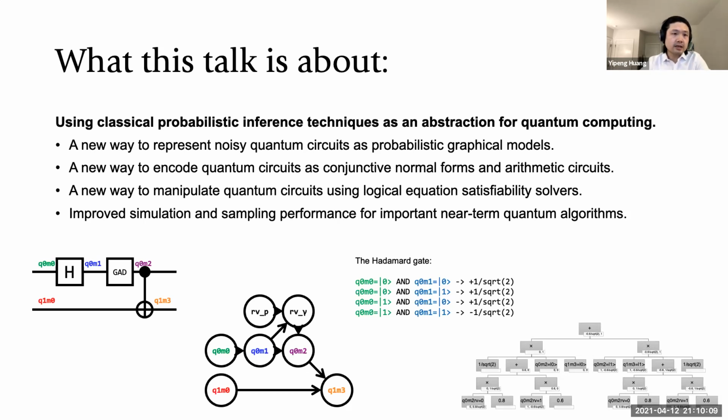So at the bottom of the slide here, I have several pictures of several of the transformations where we take quantum circuits and turn them into graphical models, and then turn them into logical formulas, which allow us to do efficient inference and simulation of the circuits.